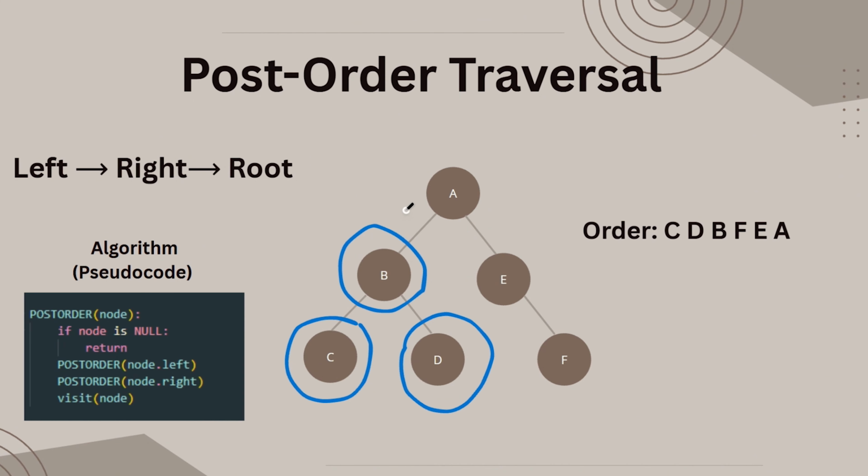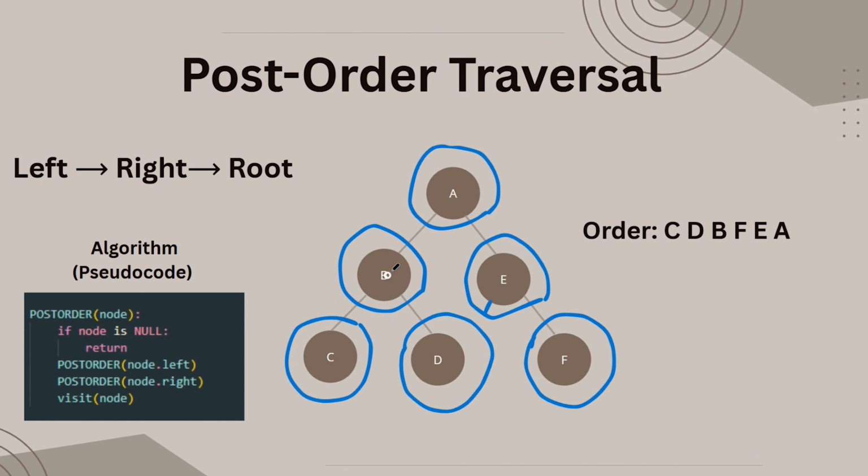And we are done with this left subtree, so then we go to the right, so we have E, and E has no left, so we go to right, so we have F, and then we go to the root of that, which is E, and then to the root of both of these, it's A. So the order will be C, D, B, F, E, A.